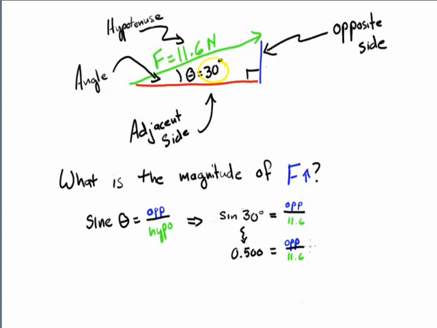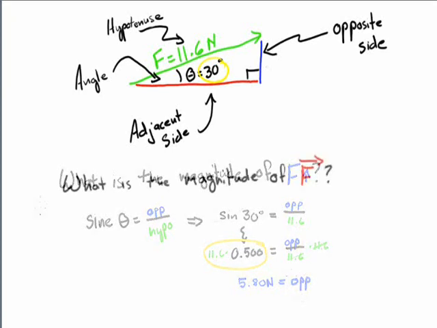Good, 11.6. I want to multiply by 11.6 so that I cancel here. Whatever I do to the right, I have to do to the left. Get out my handy dandy calculators, and this side, if I do the math, I find that it is 5.80 newtons equals the opposite side.